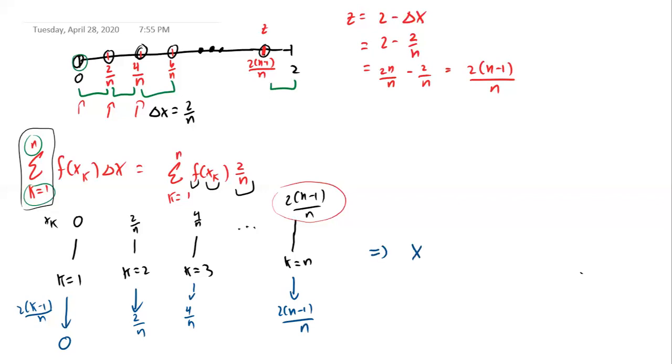Well, we can write the input in terms of k, just writing x of k equals 2 times k minus 1 over n. Now, I know this is hard, and I know I'm going a little bit fast. I'm doing this so that the video length stays short. Then you can always go back, pause the video, and think about things as we go.